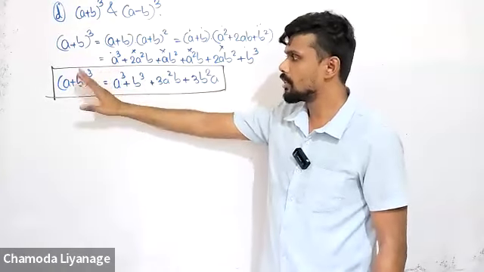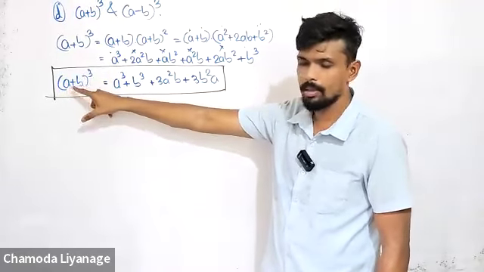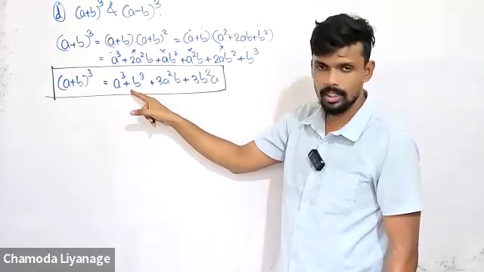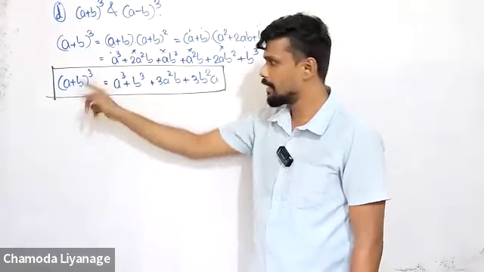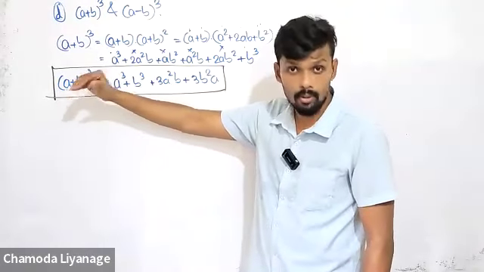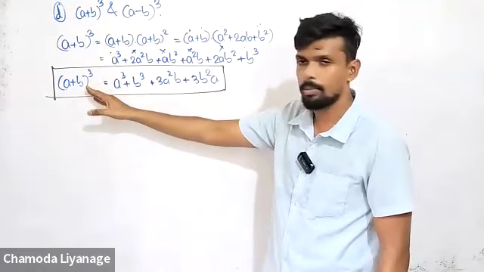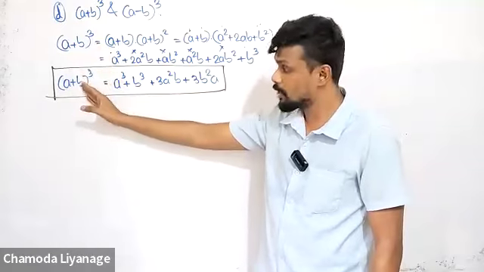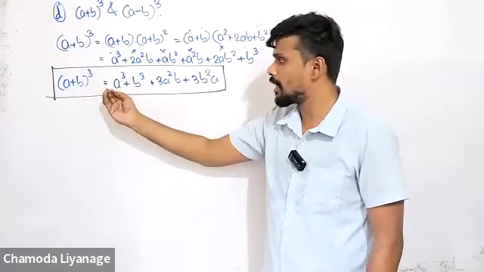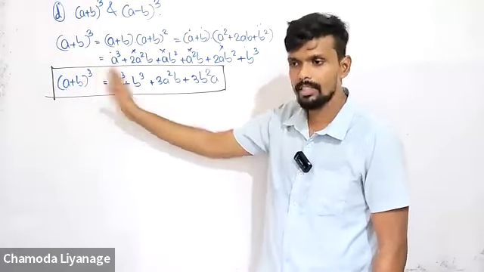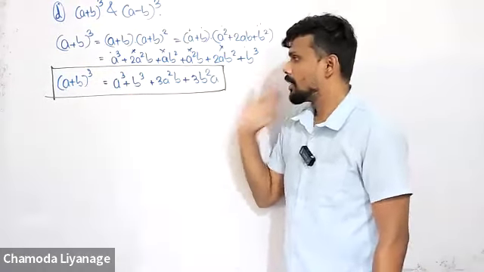There are no other terms, so we have to stop. That's the pattern. I will repeat it again. First, a cube plus b cube, cubes of the two terms, plus additionally you have to write 3, and not a, you have to consider a squared into b. There are no other terms. Now come to b, and you have to consider b squared multiplied by a. If there is any other term, you have to consider that term also with b squared. Okay, that's it.